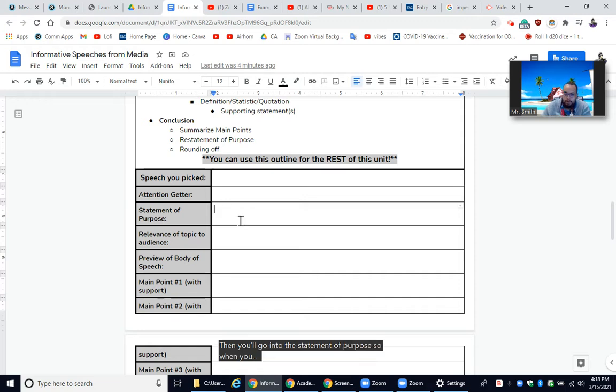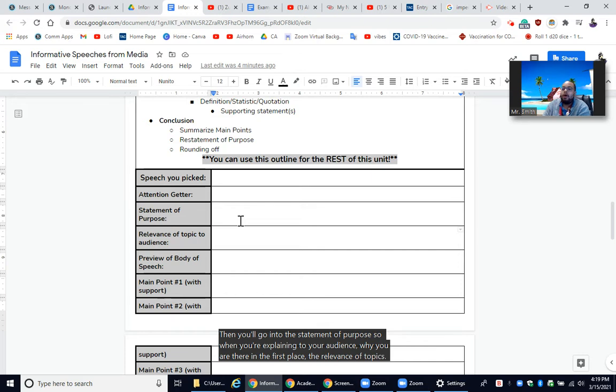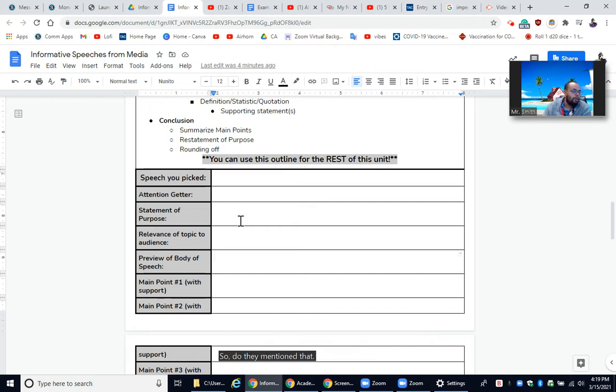So when you're explaining to your audience why you are there in the first place, the relevance of topic to the audience, why is what they are talking about going to be relevant to their audience? So do they mention that? Preview of the body of the speech. Again, there might not be a preview in whichever speech you end up picking.